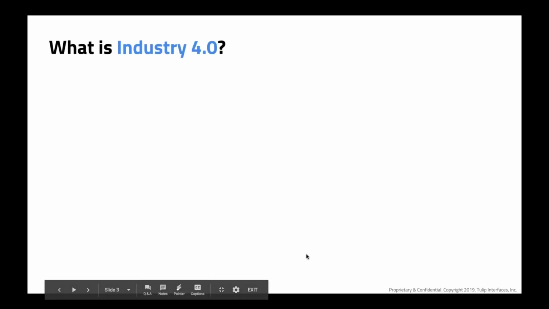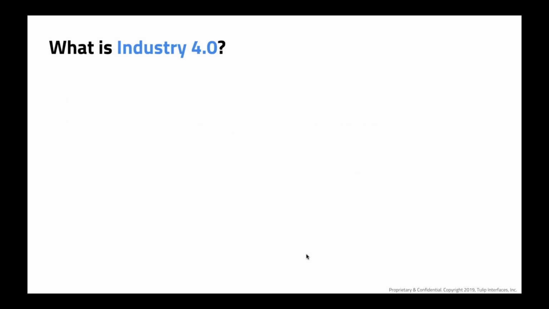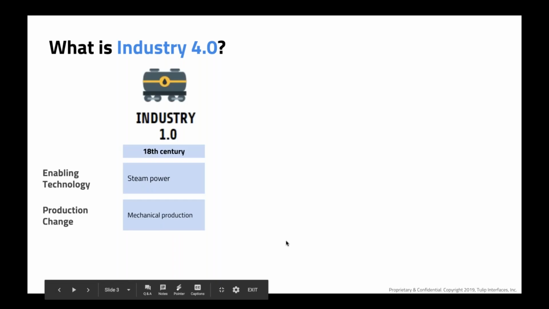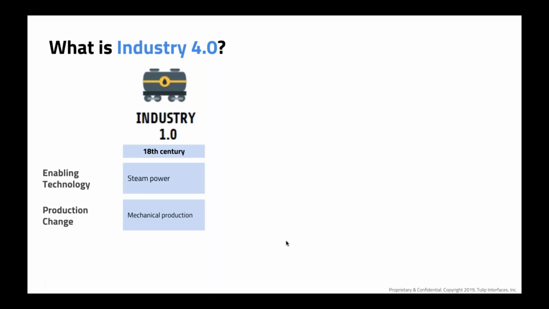Let's start by talking about what Industry 4.0 is. Industry 4.0 has been called the fourth industrial revolution. But to understand it, we should really begin with the history of it. The history starts with the first industrial revolution, and all industrial revolutions have had an enabling technology that has changed the way we make things. The first industrial revolution in the 18th century had steam power as the enabling technology, and it changed production because it now allowed for mechanical production.